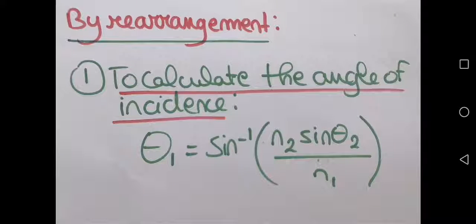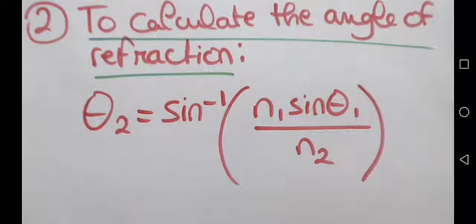By rearrangement, to calculate the angle of incidence, we use the equation of angle 1. It's equal to sine minus 1 of N2 sine angle 2 over N1, where sine minus 1 is put on the calculator as shift sine. To calculate the angle of refraction, we use the following equation. Angle 2 is equal to sine minus 1 of N1 sine angle 1 over N2.